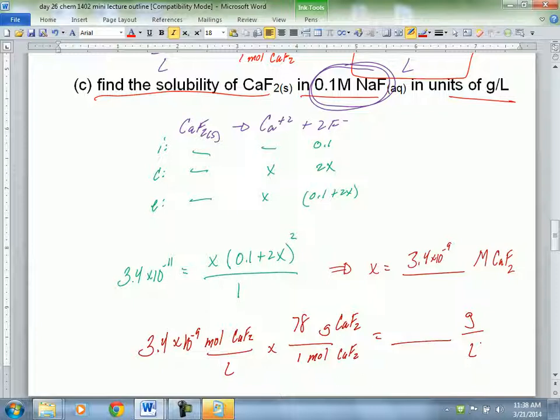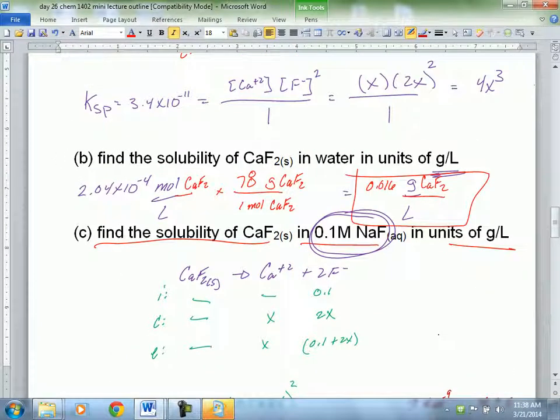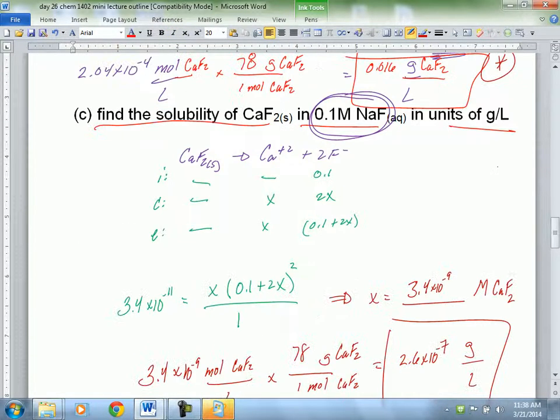2.6 times 10 to the negative 7 or so. Okay. Now let's say you've got some time on the quiz to look at this stuff. Here we got 0.016 as our original answer. Now we got 2.6 times 10 to the negative 7. The solubility decreased or increased? All right, 0.016 to 10 to the negative 7. It definitely decreased. It dropped like a rock.